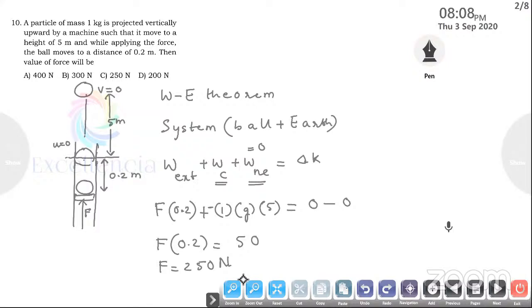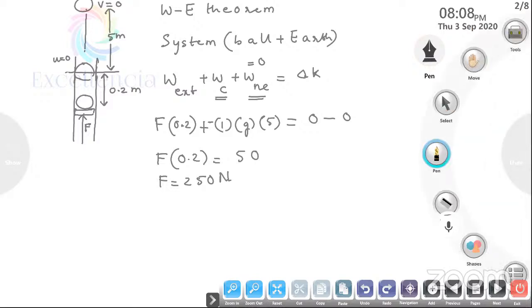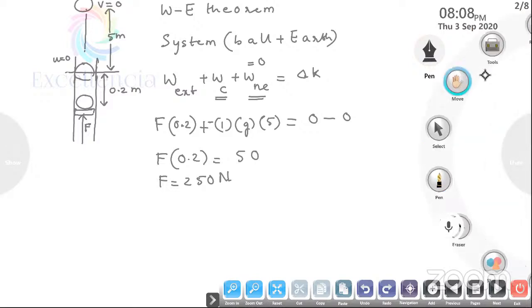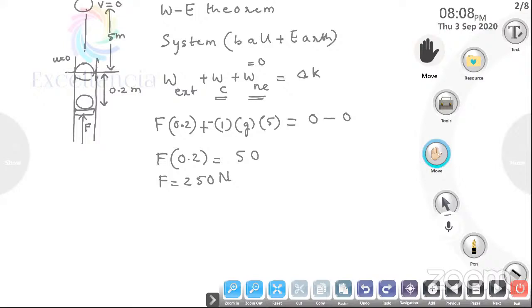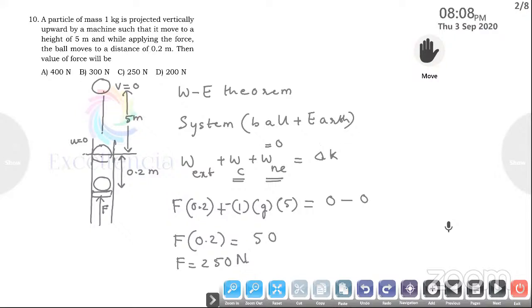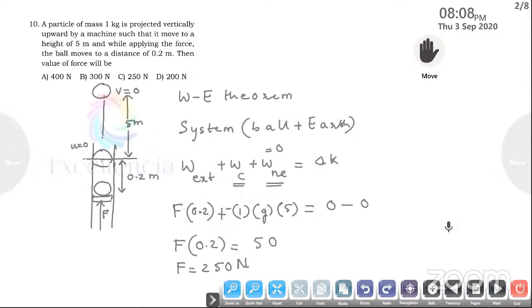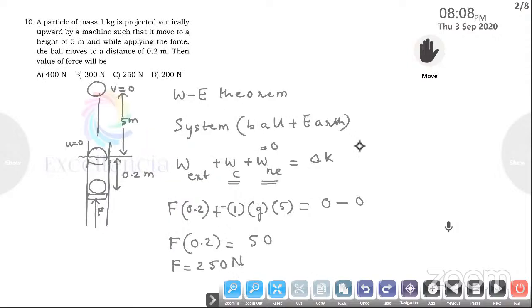But the way the question was framed by the students, it was given in some other manner. So we are trying to reframe that question. So try to understand this. So that's the question. Going for the next.